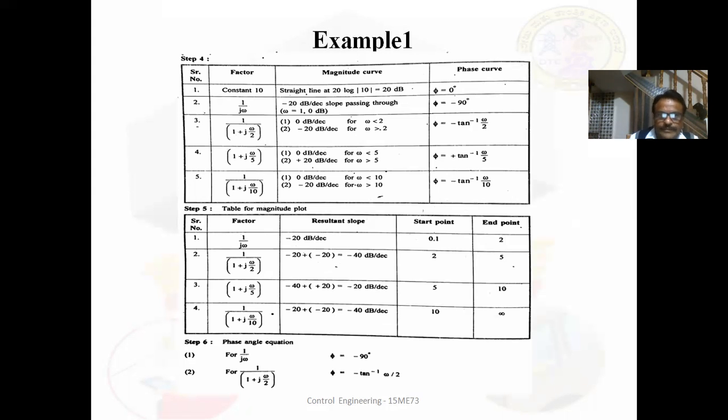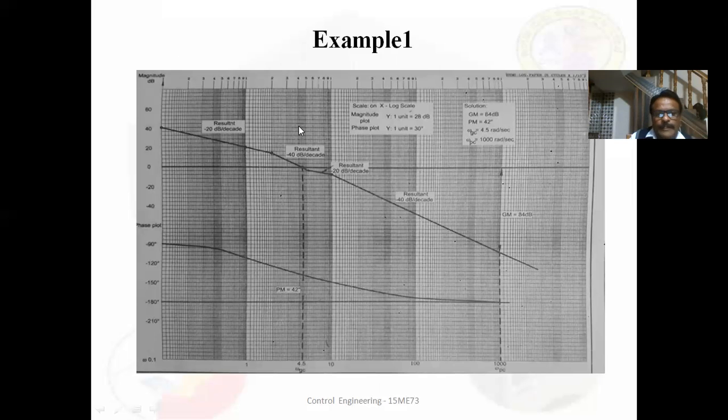Now the resultant slope is minus 40 dB per decade, where the starting point is 2 radian per second and it ends at 5 radian per second. From this point, minus 40 dB downwards, minus 40 dB downwards per decade, from 2 to the next corner.